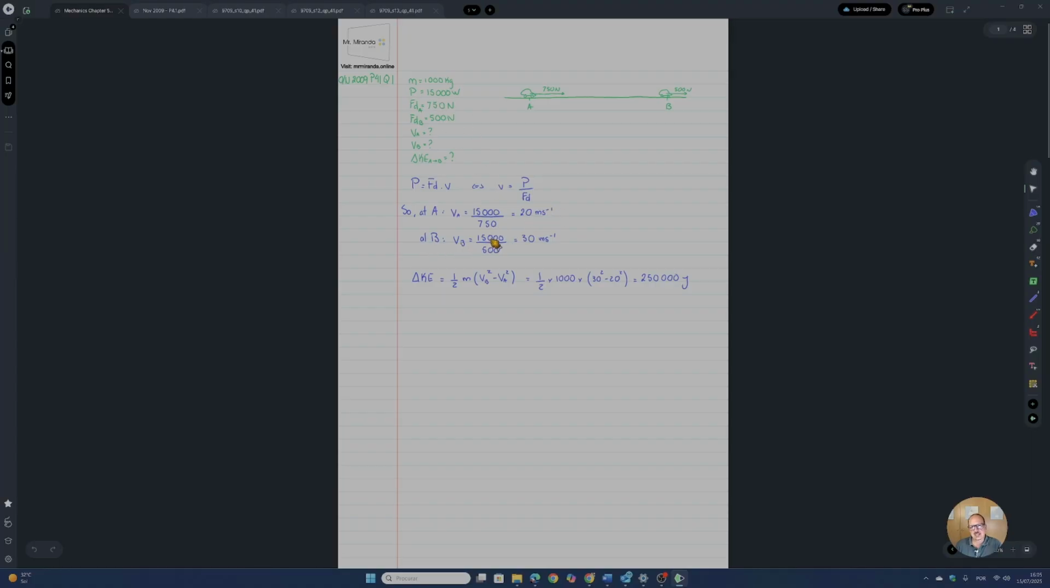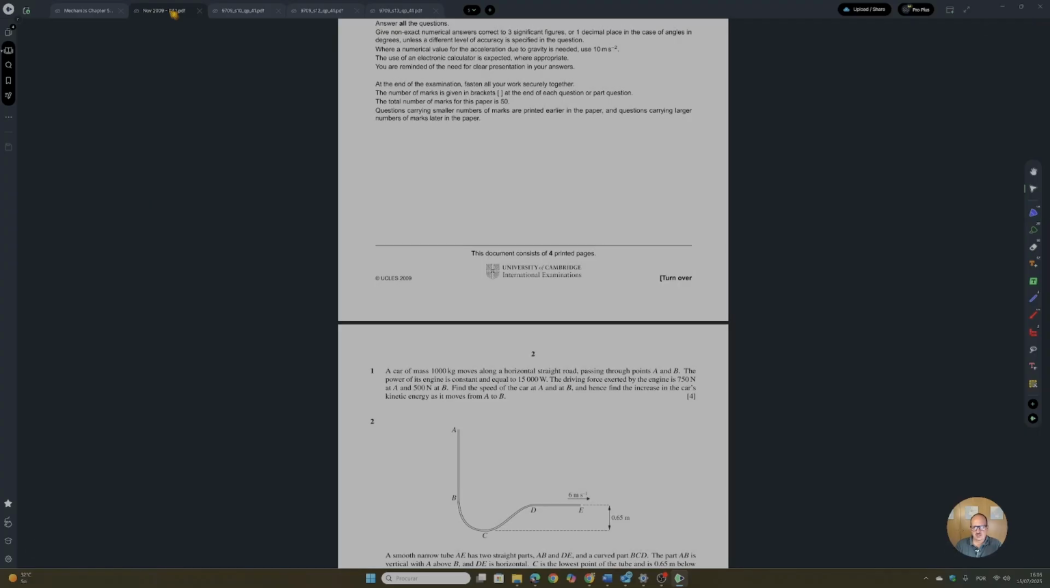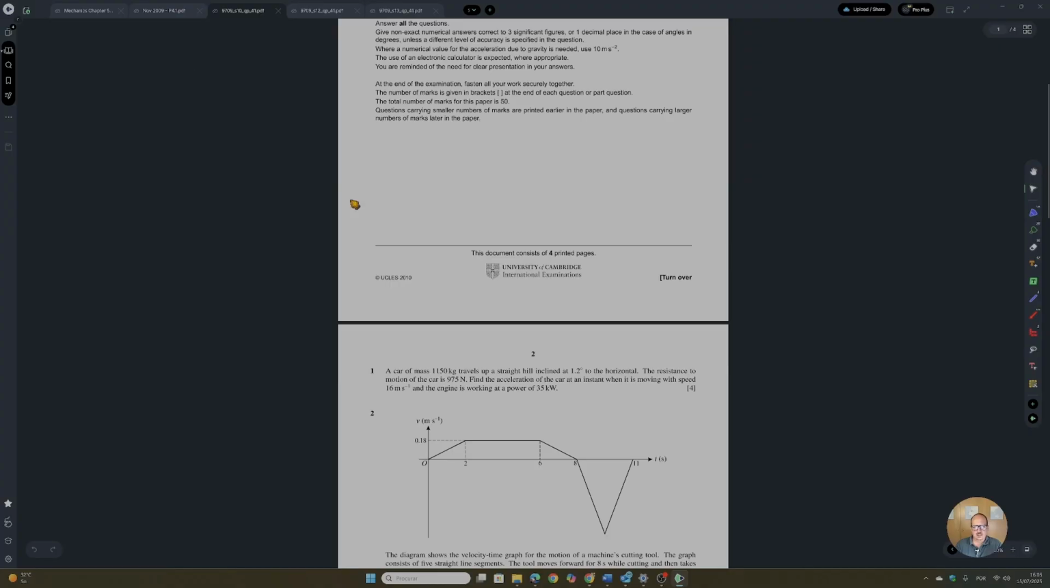At B is the same 15,000 watt, it doesn't change, divided by the new driving force, 500 newtons, which is 30. Now that you have these two values, just use the formula for the change in kinetic energy, substitute everything in the right place, and you have here the result. How many points for this simple question? Let me just check. 4. Okay, another 4 points for this question 1.